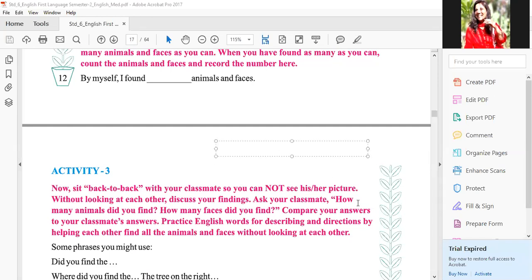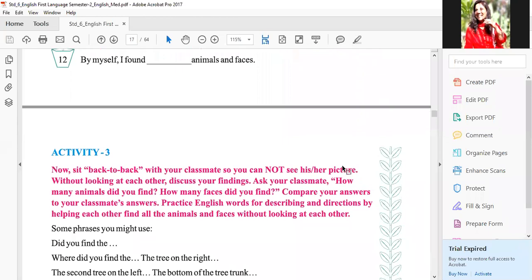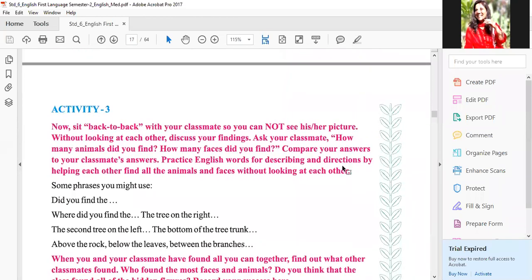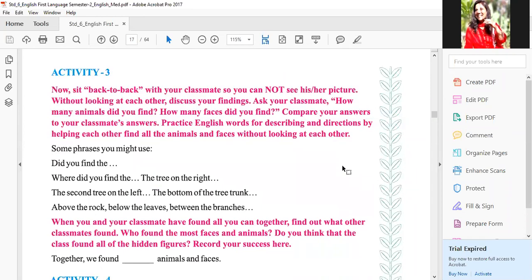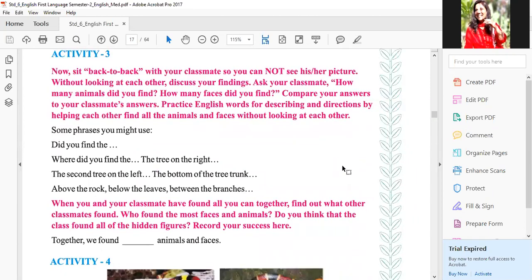Now sit back with your classmates so you cannot see his or her picture. Without looking at each other, discuss your findings. Ask your classmates, how many animals did you find? How many faces did you find? Compare your answers to your classmates' answer. Practice English words for describing and directions by helping each other find all the animals and faces without looking at each other.